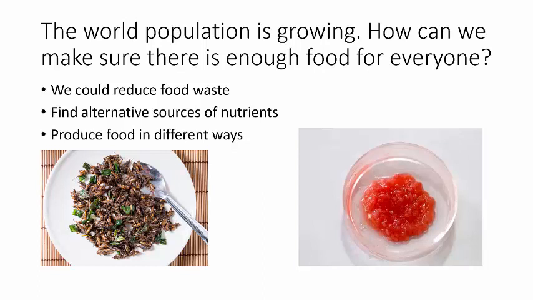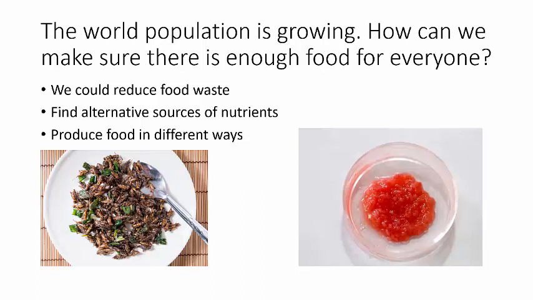There's a few different ways that we can make sure there's enough food for everyone to eat. Obviously, one thing we definitely need to look at is reducing the amount of food that we waste. Okay, so there's a lot of food that goes in the bin, and we could be doing other things with that food. So that's one role that science might be able to play, is to find ways of using food waste so that we are wasting less food.